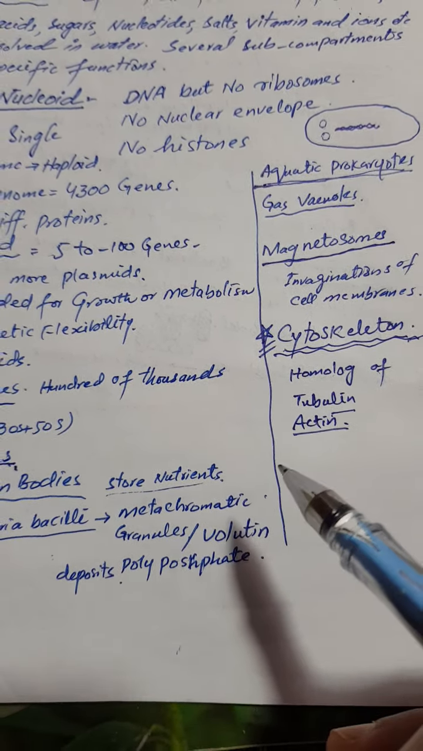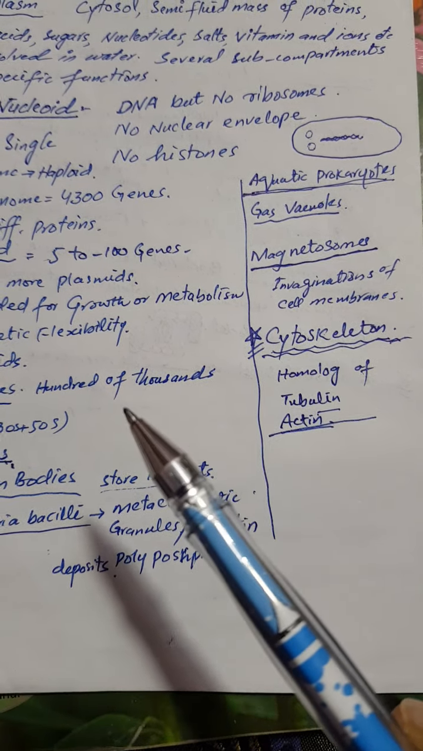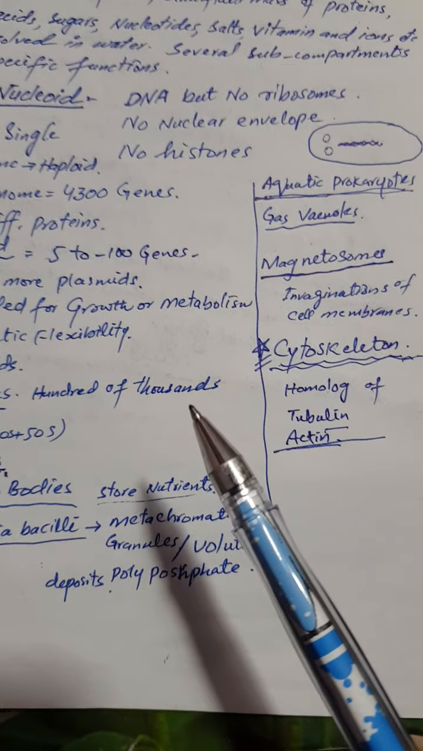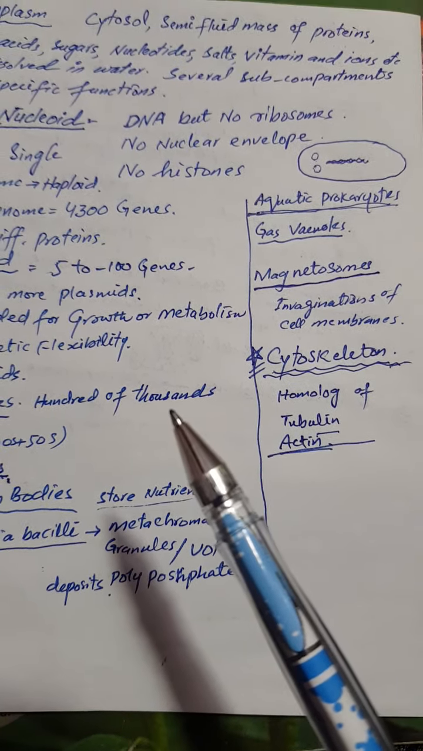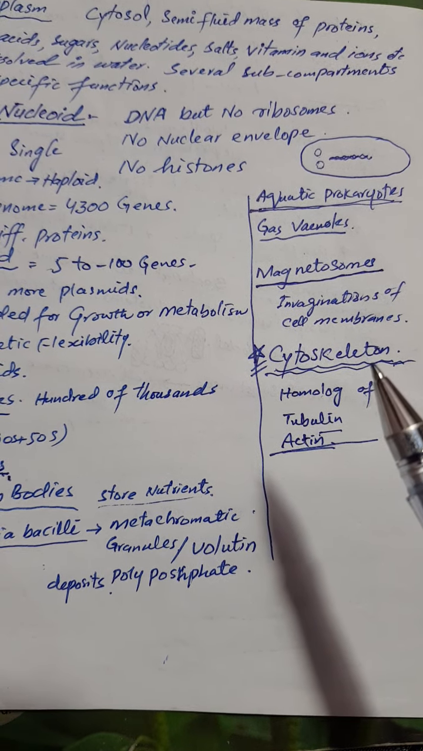So all this is about the general structure of a bacterial cell. I hope you understand the general structure of the bacterial cell in more detail as compared to your previous knowledge. Anyhow, if you have any question, you can ask me on WhatsApp. I will try to answer your question.